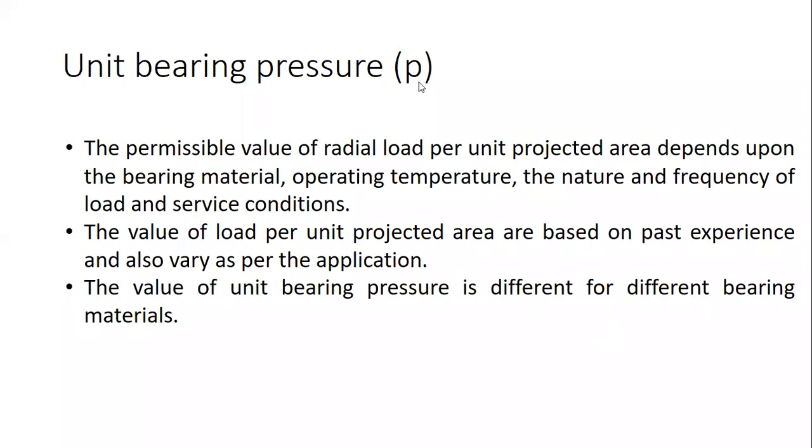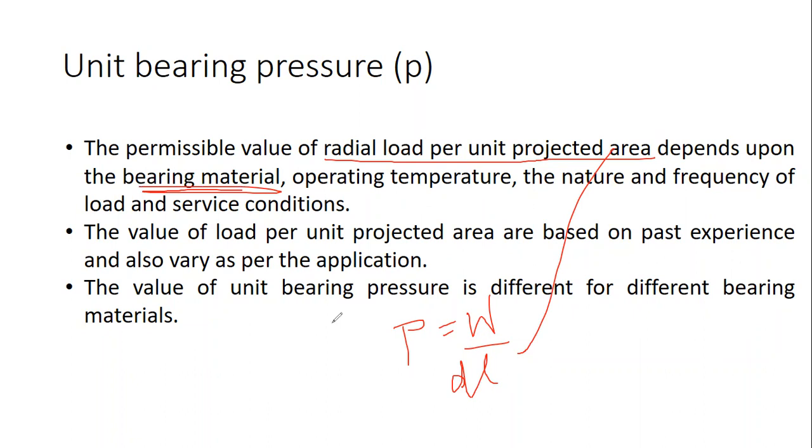Moving ahead, pressure. Pressure, load upon area, radial load upon area. It's written here: radial load per unit projected area depends upon the bearing material. What kind of bearing material you are using? What is the operating temperature? Usually it goes till 60 degrees C, 55 to 60 degrees C. What is the nature and frequency of the load? And what are the service conditions?